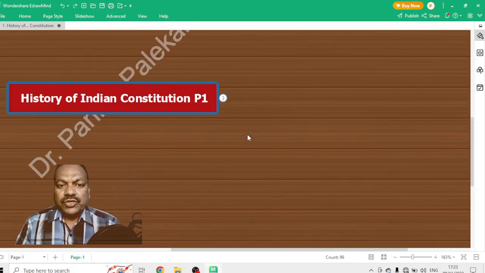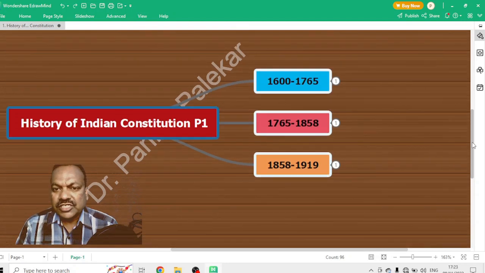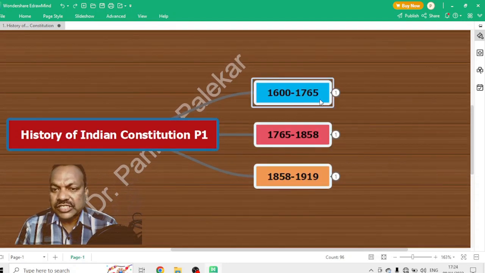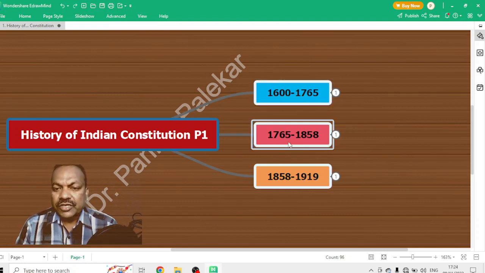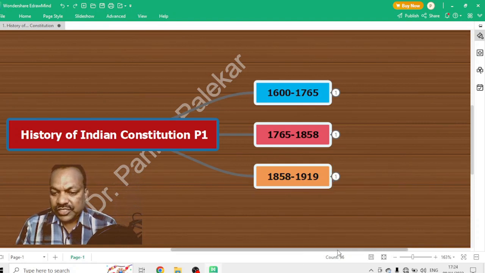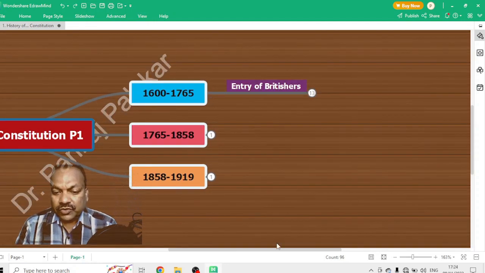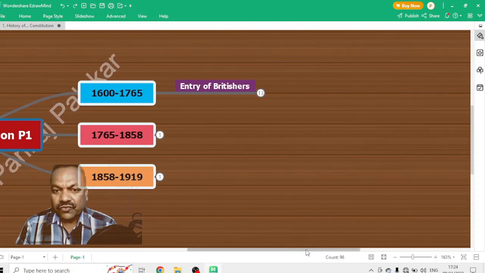Here I am going to deal with the first part, under which we are going to study three different subparts. The first is concerned with 1600 to 1765. Secondly, we'll see 1765 to 1858. Thirdly, we will look into 1858 to 1990. So, dear friends, first of all, we will see the first part, that is 1600 to 1765. This period is called the entry of Britishers.